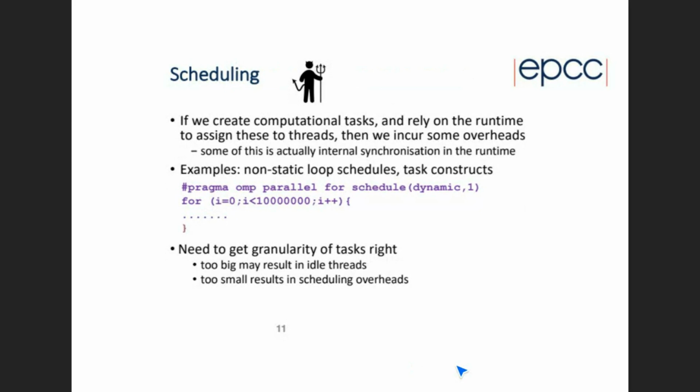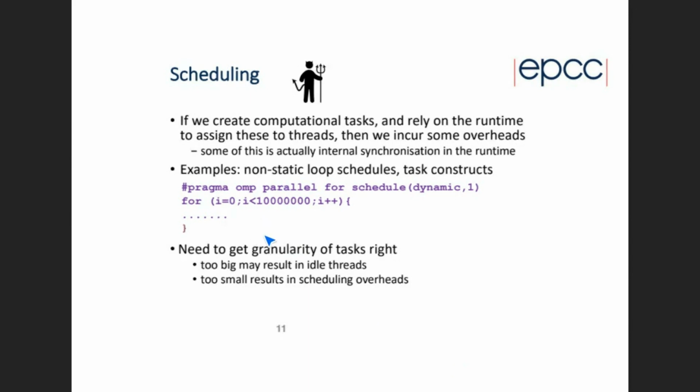Next one is scheduling overheads. If we take advantage of the features of OpenMP that allow us to create computational tasks and then rely on the runtime to assign those to threads, then we incur some overhead. Some of that's probably going to be internal synchronization in the runtime, but there'll be other bookkeeping overheads going on as well. So where does this arise typically? Well, it's in the non-static loop schedules and task constructs.